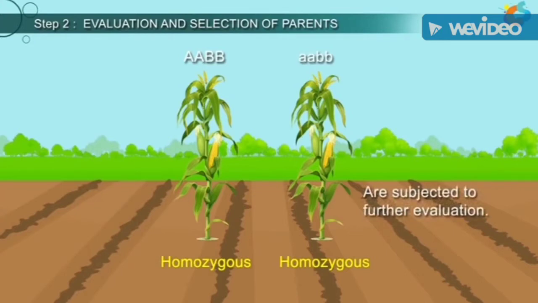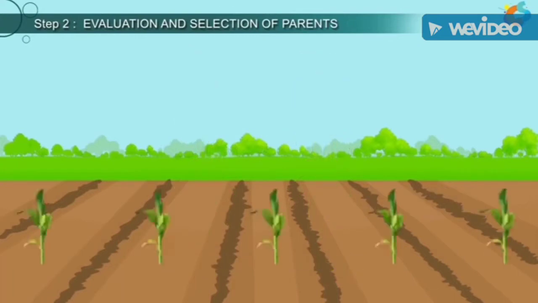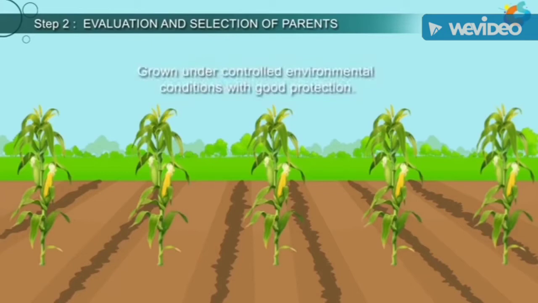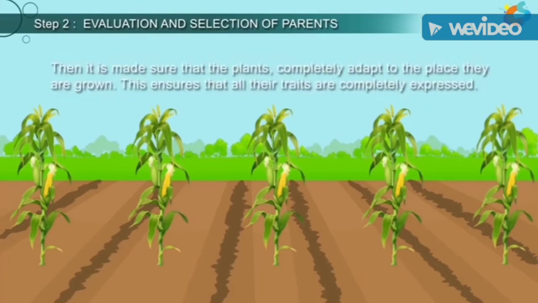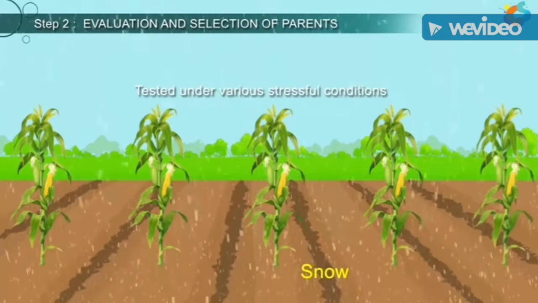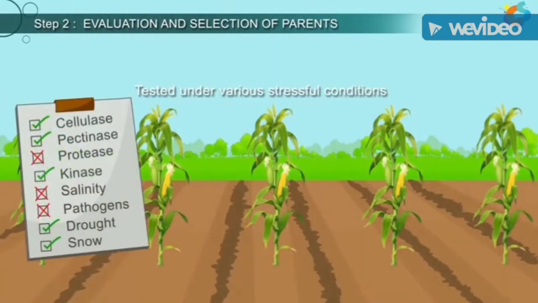Now, let's learn about plant evaluation. First, all the samples are grown in the field under controlled environmental conditions with good protection. Then, it is made sure that the plants completely adapt to the place they are grown. This ensures that all their traits are completely expressed. Once they are adapted, the plants are tested under various stressful conditions such as pathogens, salinity, drought, etc. All the responses are recorded.